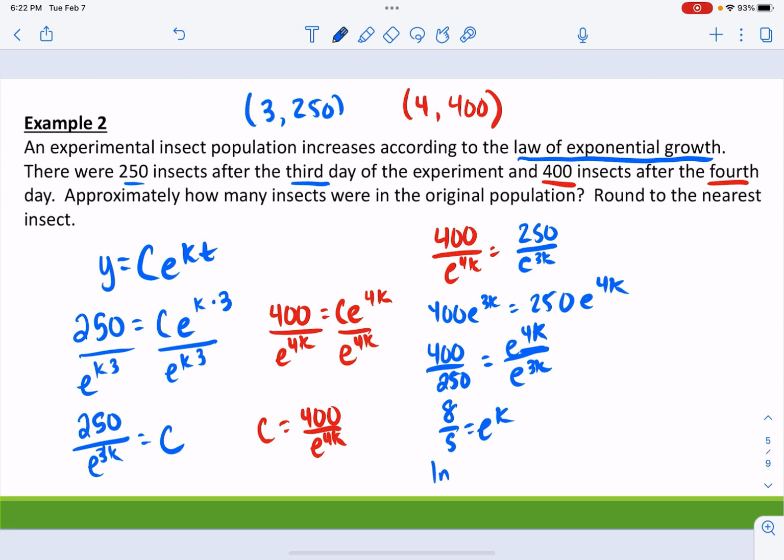So the ln of 8/5 equals k. I don't know why I put equals e. Oh, get it together. You're focused on something else right now. So k equals ln of 8/5. And you don't need those absolute value signs. Let me erase those.